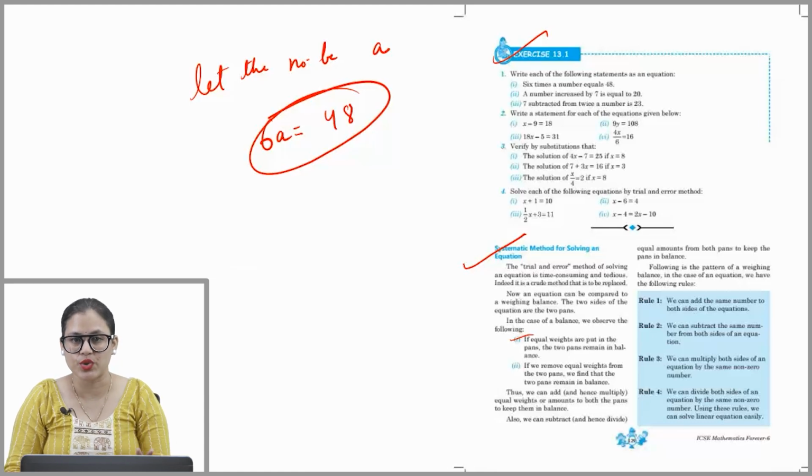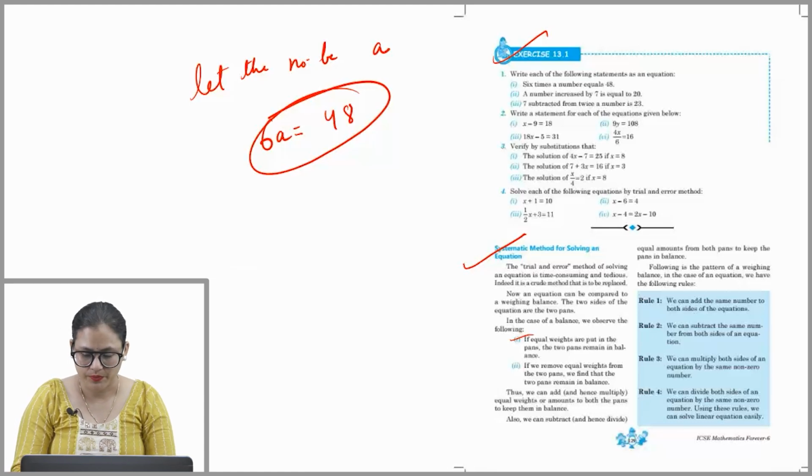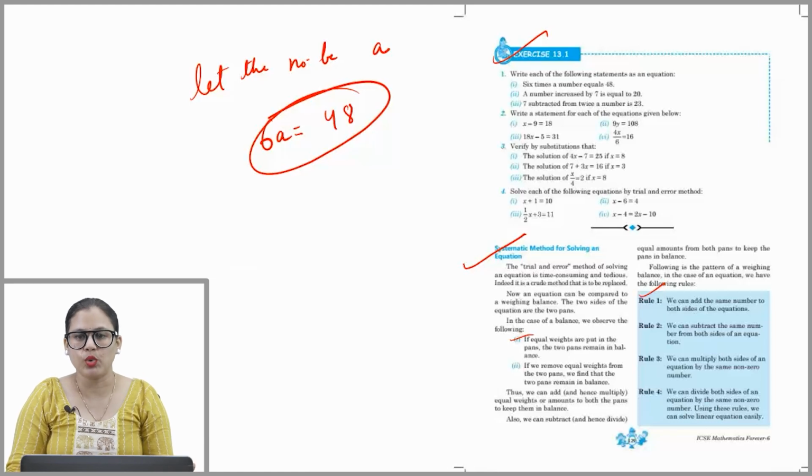In the case of an equation, we have the following rules. Rule number one, we can add the same number to both sides of the equation. Rule number two, we can subtract the same number from both sides of an equation. Rule number three, we can multiply both sides of an equation by the same non-zero number. Rule number four, we can divide both sides of an equation by the same non-zero number.